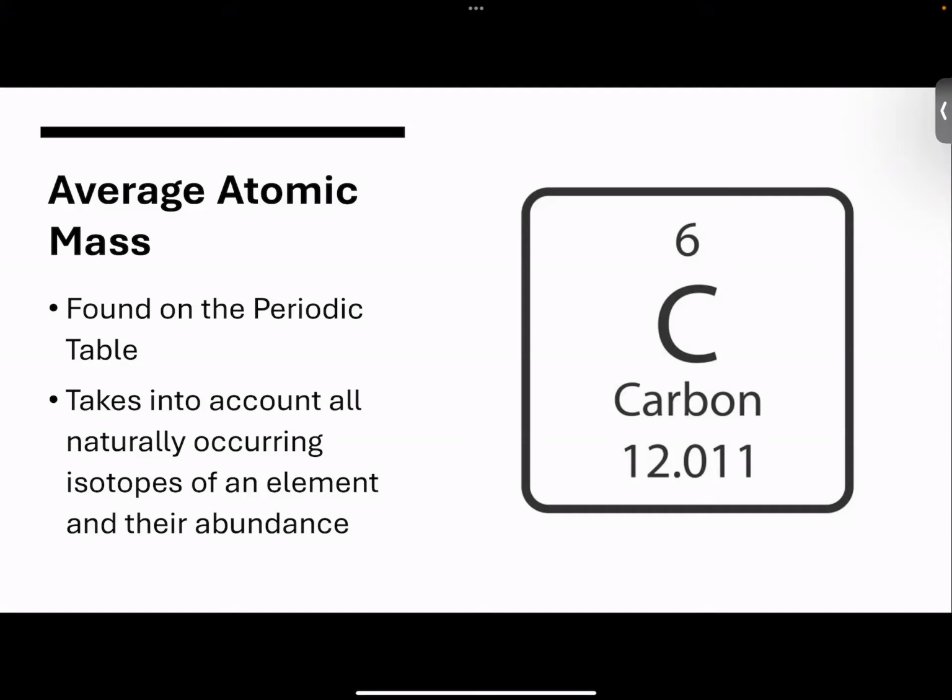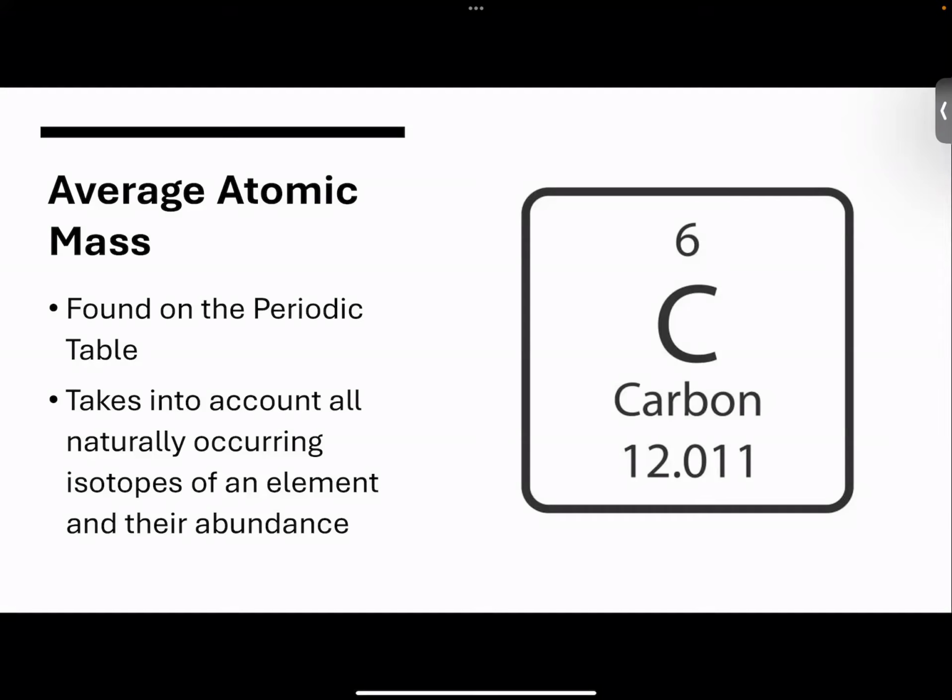And their abundance. Carbon is 12.01 for its average atomic mass. That is because roughly 99% of all carbon atoms are carbon 12. But it's not perfectly carbon 12. So around 1% is carbon 13.